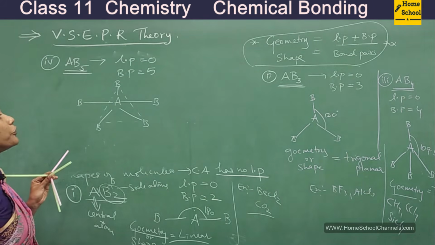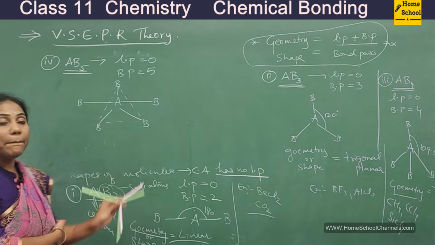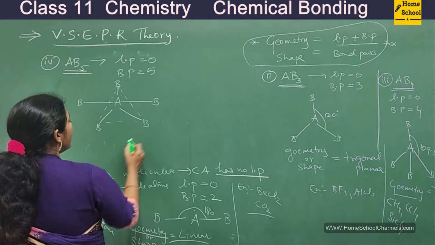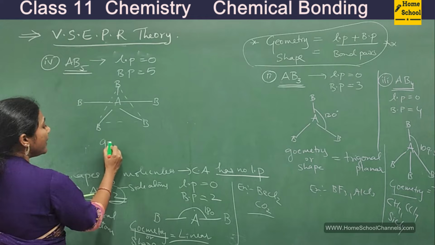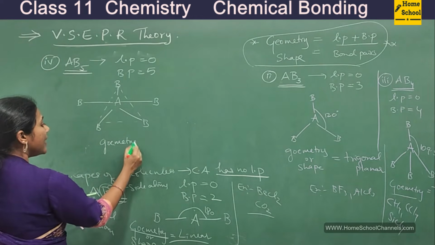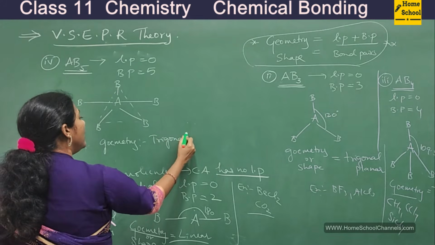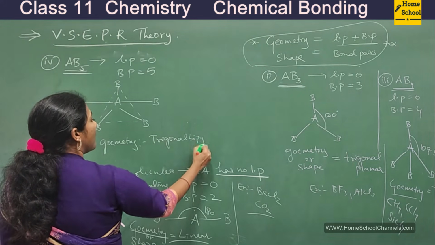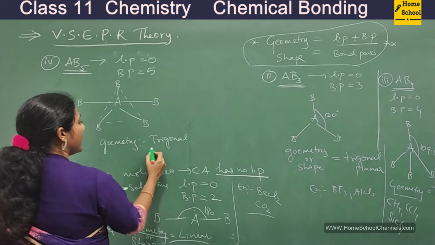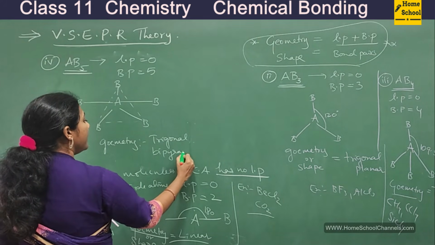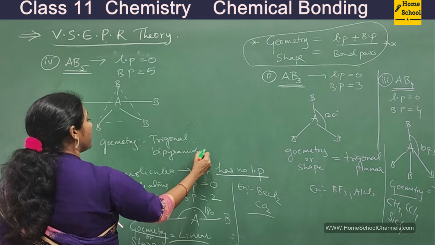So this is how you will draw it on a board or paper, a 2D picture. So here, what is the name of the geometry? What do you call it? Trigonal bipyramidal. Okay, let me write it here. Bipyramidal, right? A very, very important type.